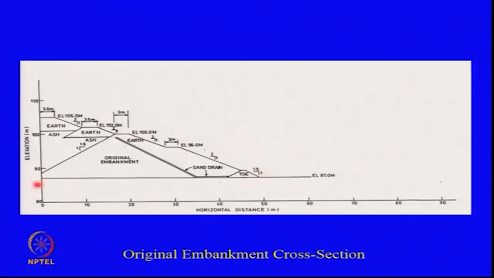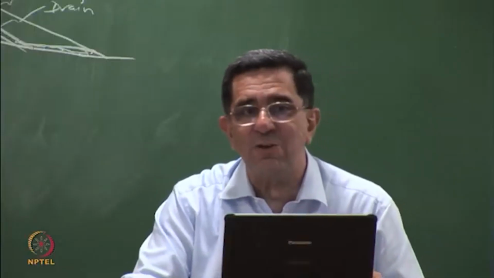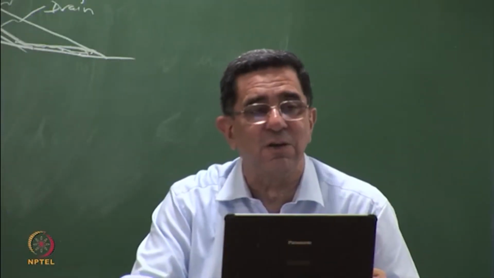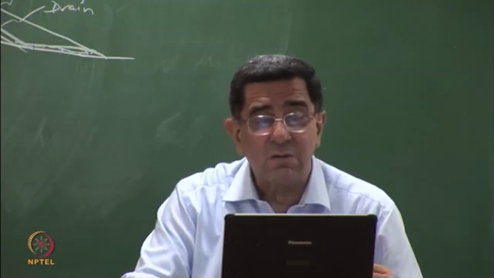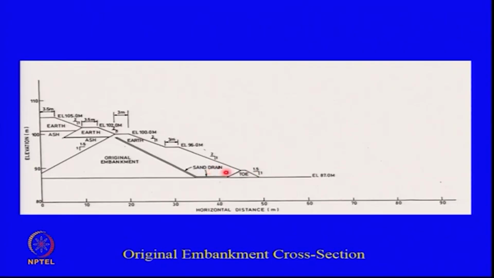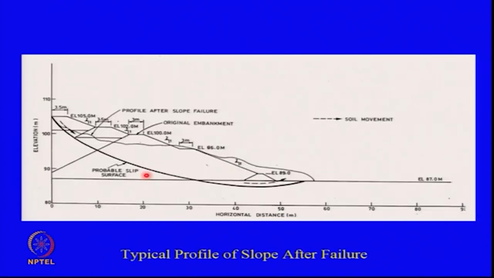So, this was the original dike design which was given to us: soil, sand drain, toe. If this sand drain is not made properly, it is a very thin sand drain. It can malfunction very easily. Sometimes the design does show a sand drain, but you are not able to establish whether the sand drain is actually operating or is it clogged, unless you go and see this downstream side of the face. So, this one had failed, and this is the profile of the failed soil, like that. And this is the probable failure surface.